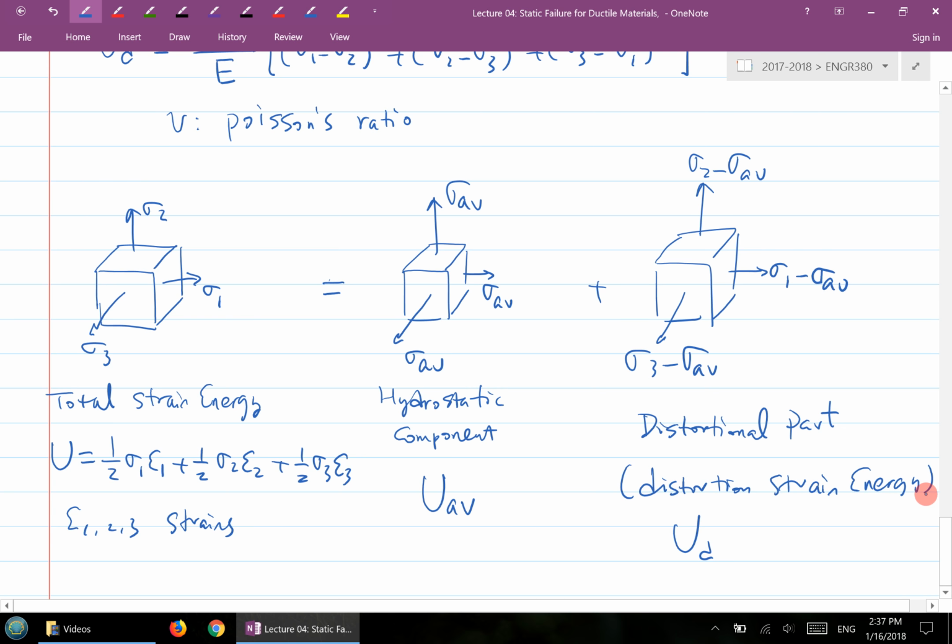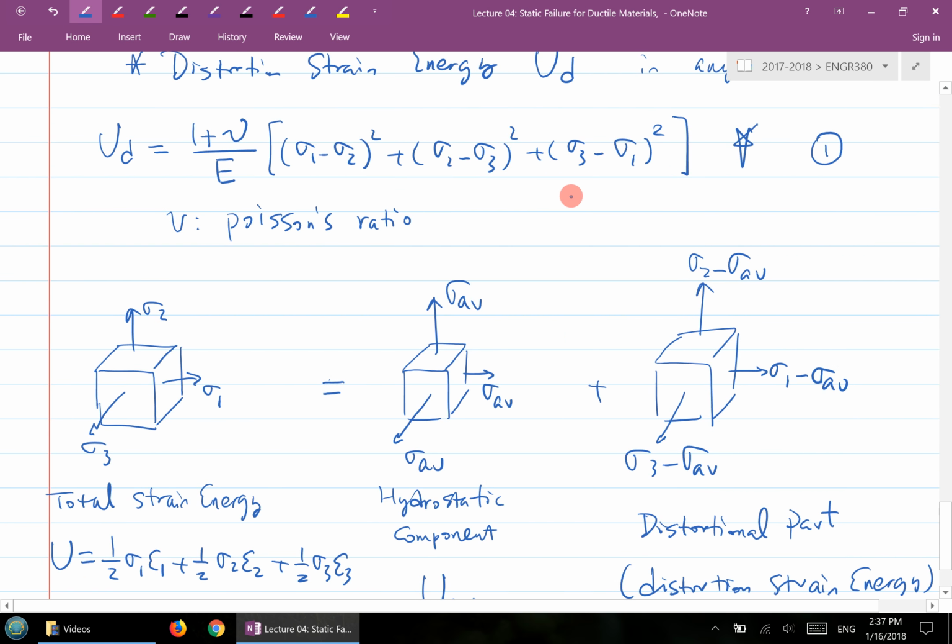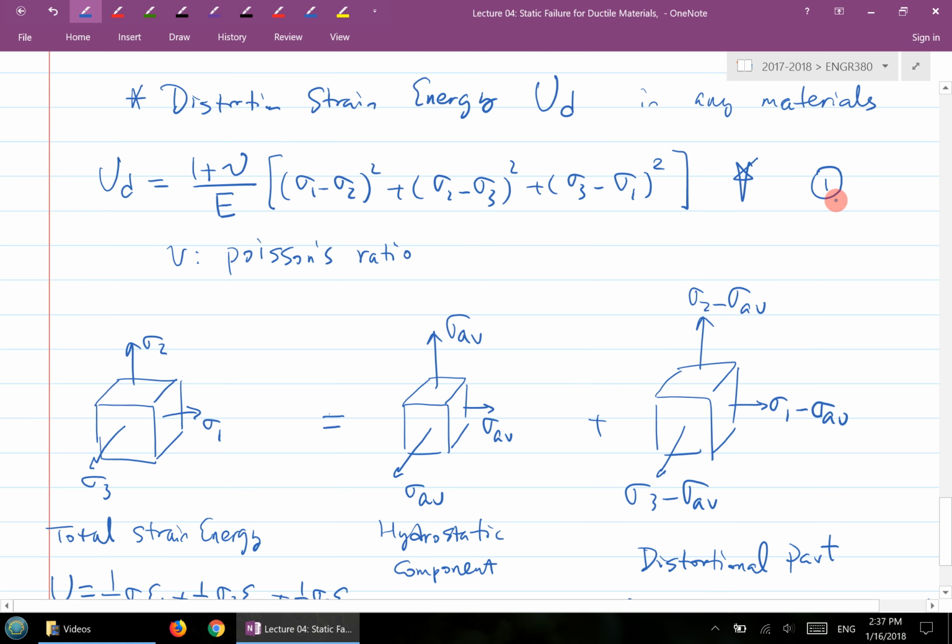If you look at the lecture notes, that's basically what you'll follow through here. Get the total, calculate the hydrostatic component, then UD, which is equal to the total minus this UAV. Finding this, you'll find the UD, which is the expression that I gave out here. Okay? So that's your total strain energy, and this is your quantity number 1.